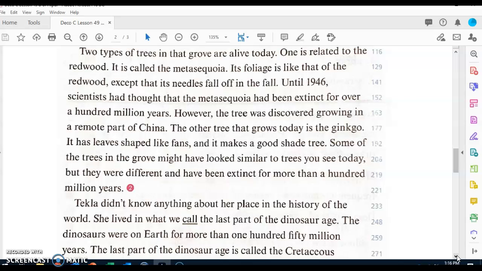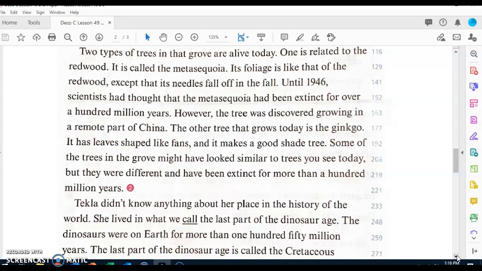Two types of trees in that grove are alive today. One is related to the redwood. It is called the metasequoia. Its foliage is like that of the redwood, except that its needles fall off in the fall. Until 1946, scientists had thought that the metasequoia had been extinct for over 100 million years. However, the tree was discovered growing in a remote part of China.